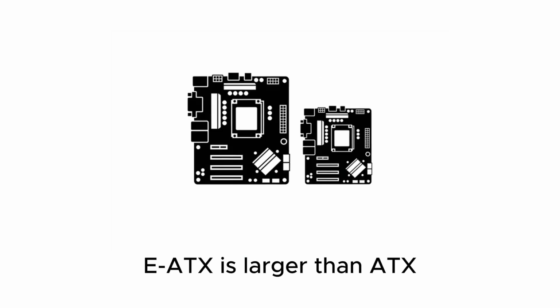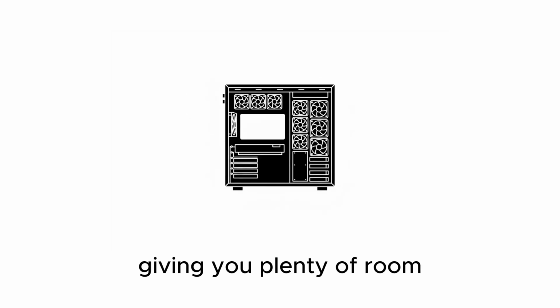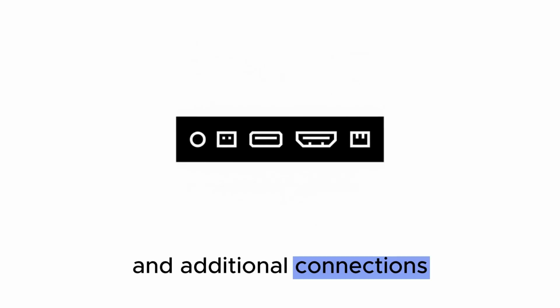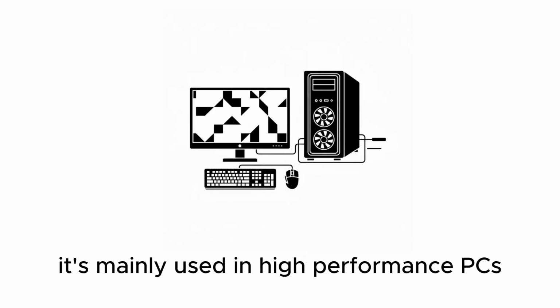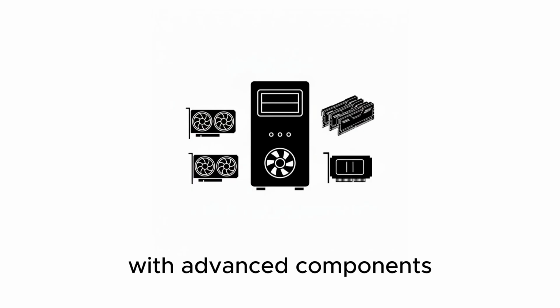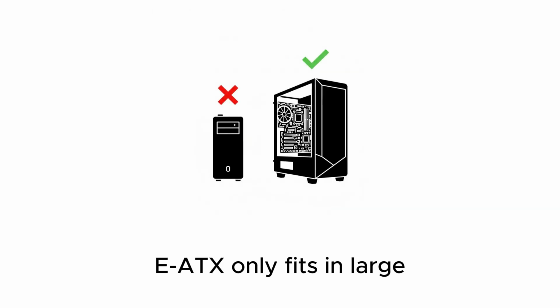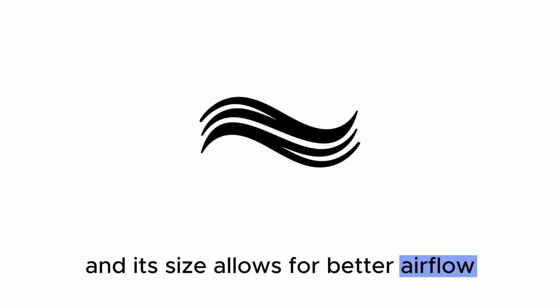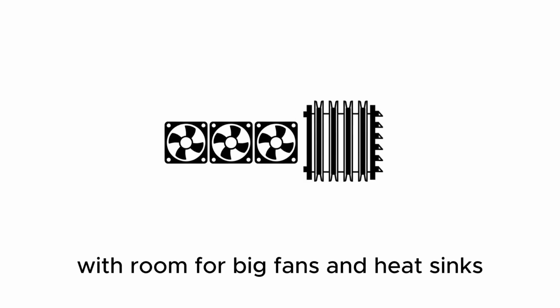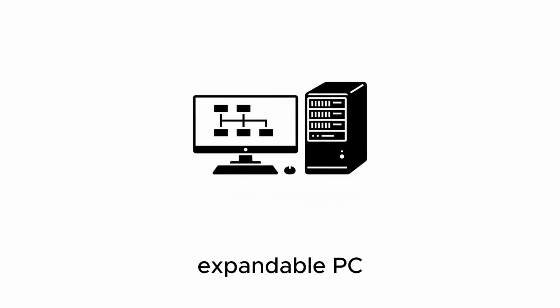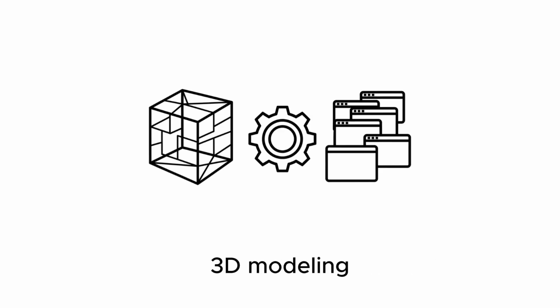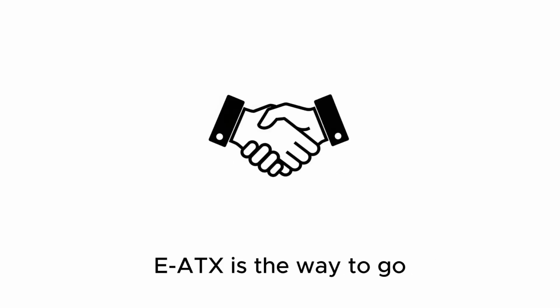eATX. eATX is larger than ATX, giving you plenty of room for multiple graphics cards, lots of RAM, and additional connections. It's mainly used in high-performance PCs or workstations with advanced components. eATX only fits in large, specialized cases, and its size allows for better airflow with room for big fans and heatsinks. If you want a powerful, expandable PC ready for demanding tasks, like professional video editing, 3D modeling, or heavy multitasking, eATX is the way to go.